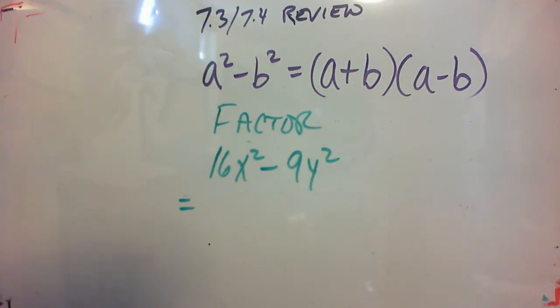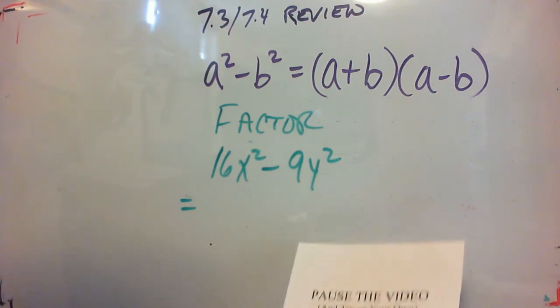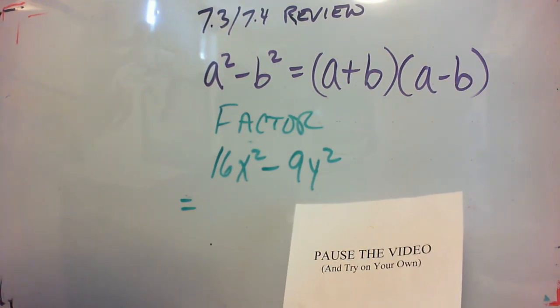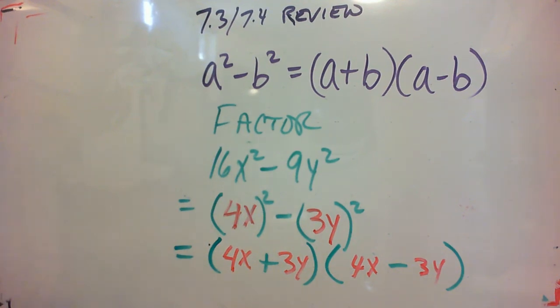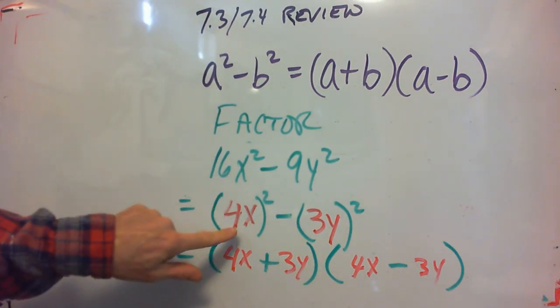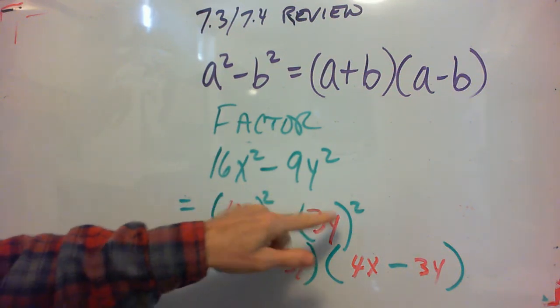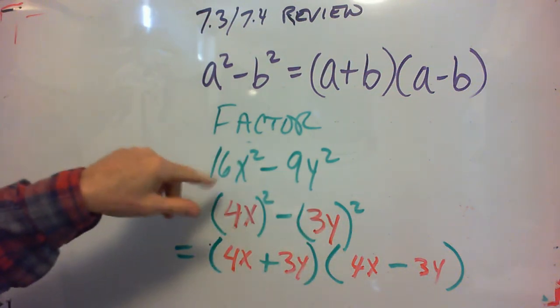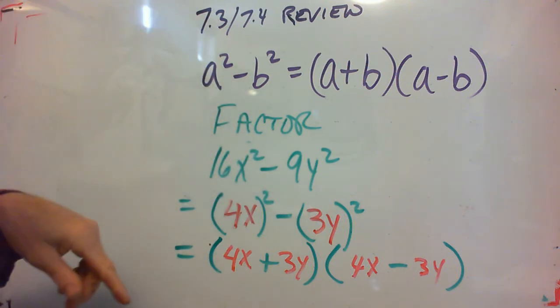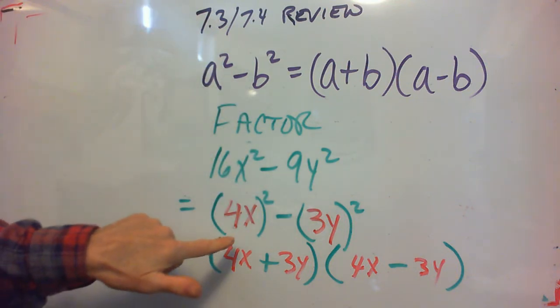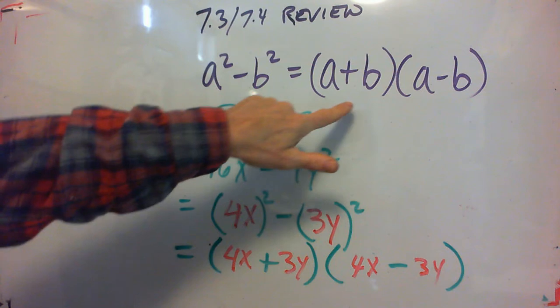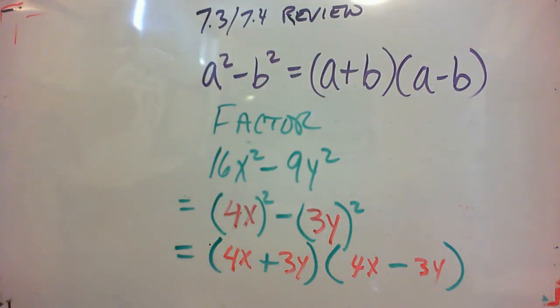Okay, here's a similar one for you to try on your own. Factor 16x squared minus 9y squared. Give this one a try. So 16x squared is 4x quantity squared, and 9y squared is 3y quantity squared. I think you can see why we had to learn all those exponent properties. And so we just plug the 4x and 3y into our difference of squares formula. We get 4x plus 3y, 4x minus 3y.